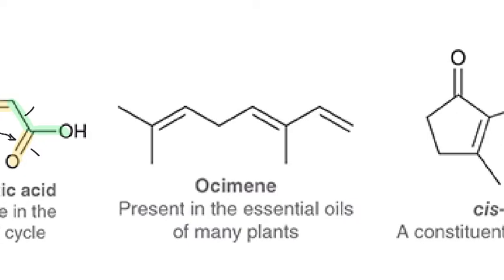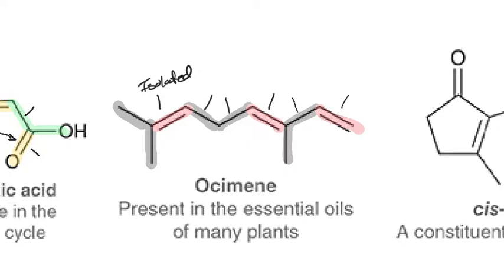All right, on the next molecule, ocimene is present in essential oils of many plants. We've got single bonds I'm going to highlight here in gray and double bonds in red. Because we have single and single, this double bond is isolated. And then we've got double, single, double. So this system here, those are conjugated.